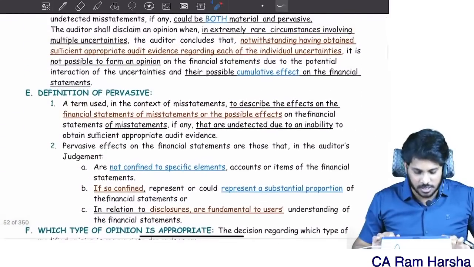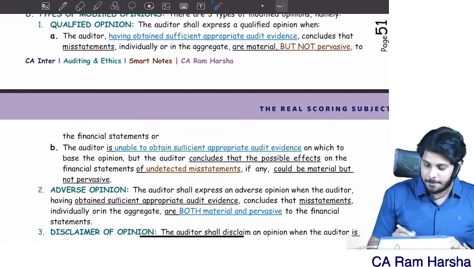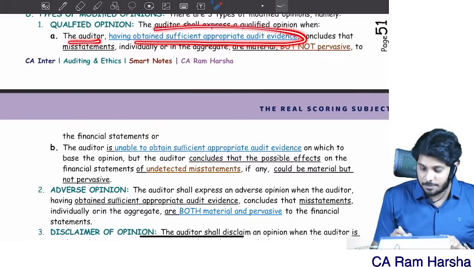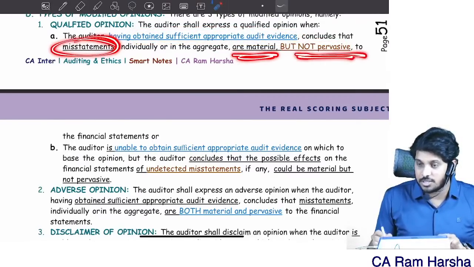So now if you briefly look at the definitions. For a qualified opinion, the auditor shall express a qualified opinion when the auditor, having obtained sufficient appropriate evidence, concludes that misstatements are material but not pervasive.